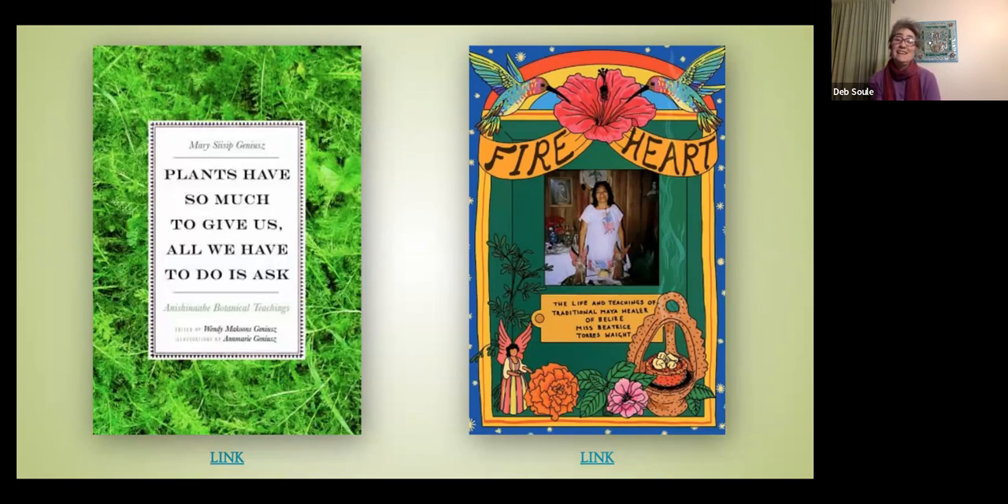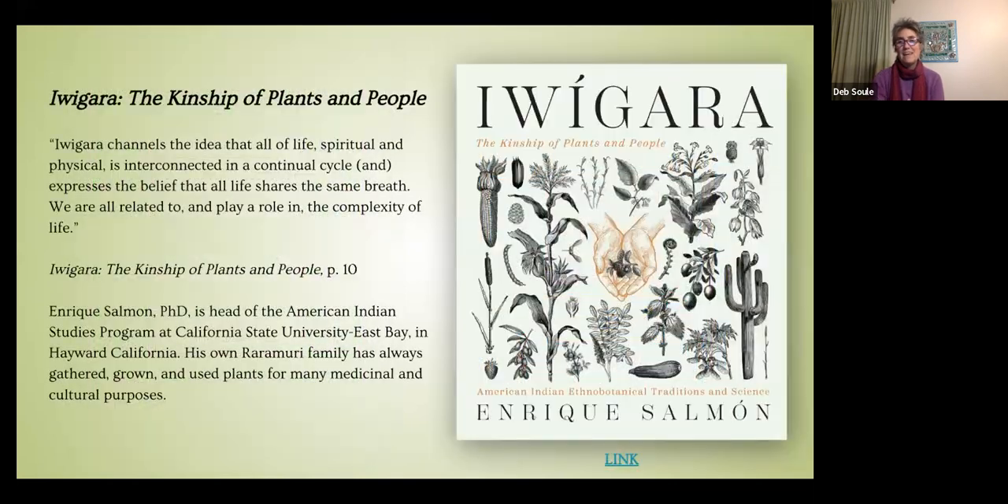And this is a beautiful book full of really special stories that I go back to again and again. And the book on the right, I wanted to honor the traditional healers of Central and South America. This is the telling of the life of a traditional healer and midwife from Belize, Miss Beatrice. And she verbally told her story, and it was written down so that it could be passed on to others. And this is a book that Antonia from Urban Cura introduced me to, and to this teacher, Enrique Salmon. And I'm not sure if I know how to say the name of the book correctly. Iiwigara, The Kinship of Plants and People. This is a beautiful book.